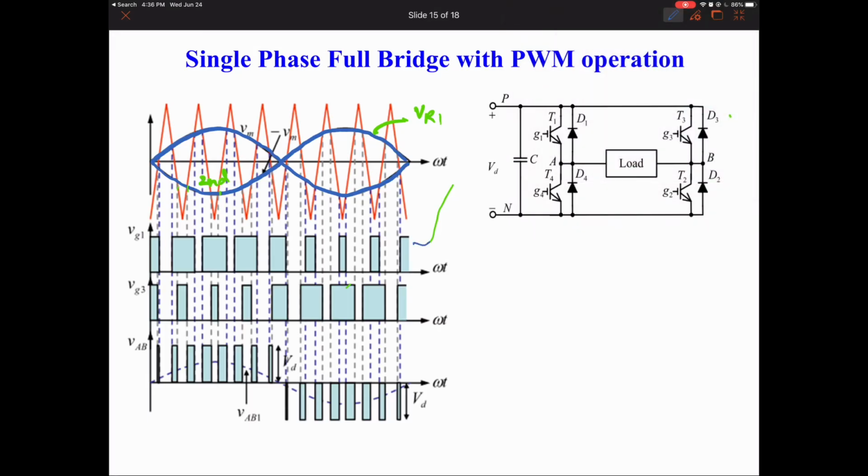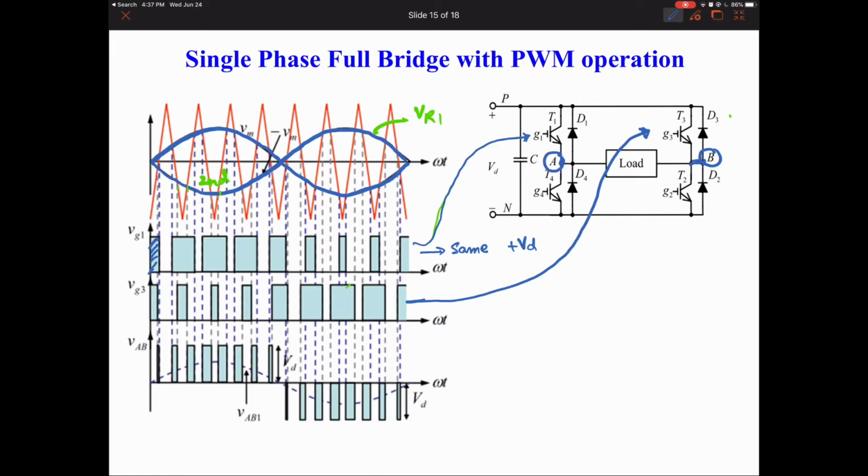Now when we apply these pulses to the switch G1, the voltage at point A will be the amplified version over here. Same wave shape, but multiplied by the supply voltage, meaning having the magnitude VD at point A. And when we apply this one to the switch 3, we will have the same gate pulse amplified shape at point B.